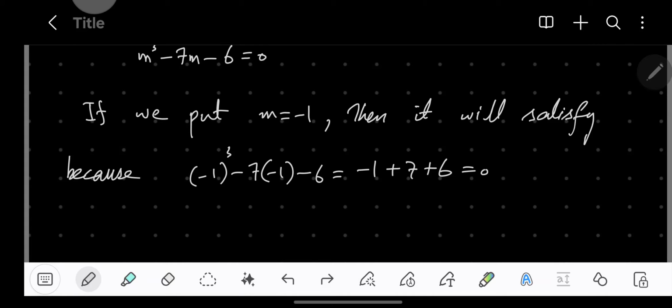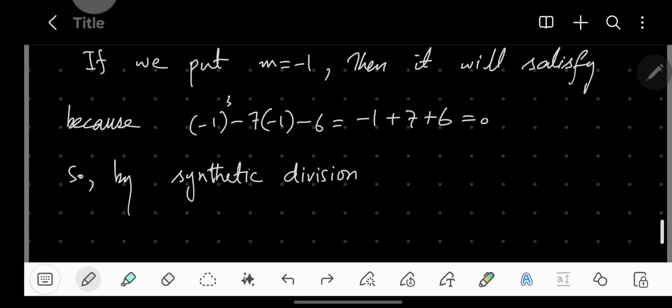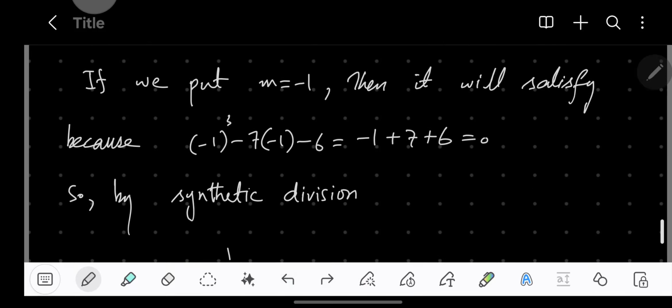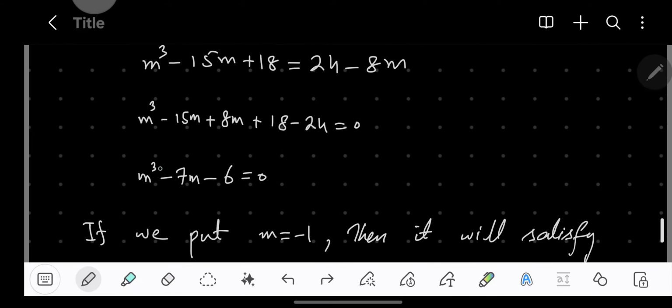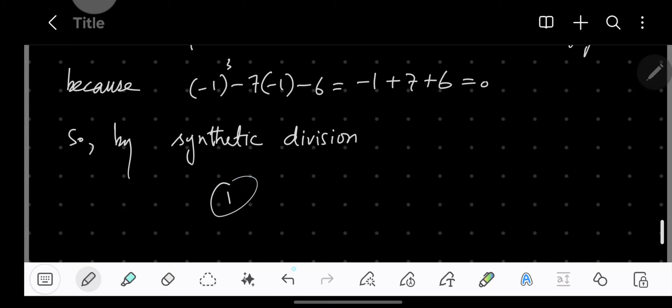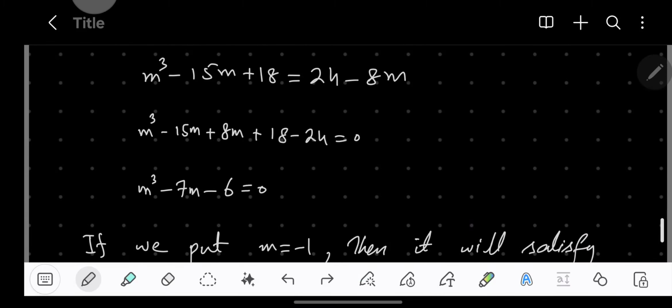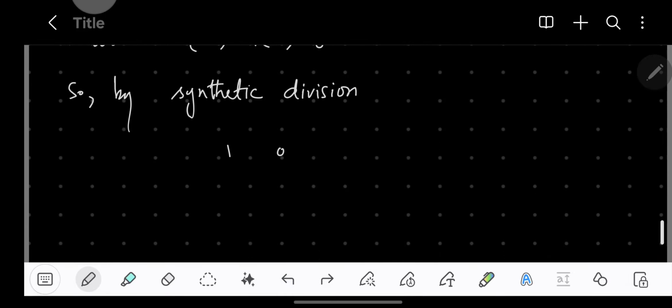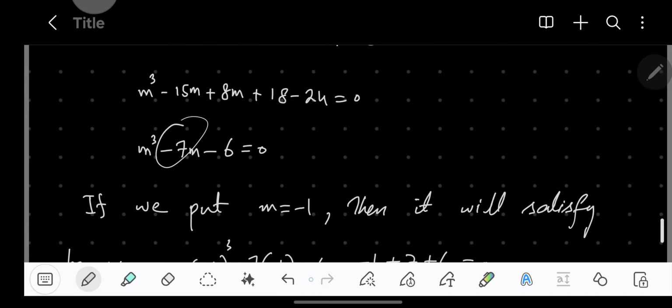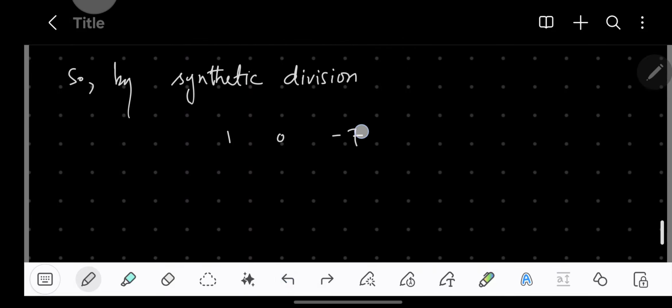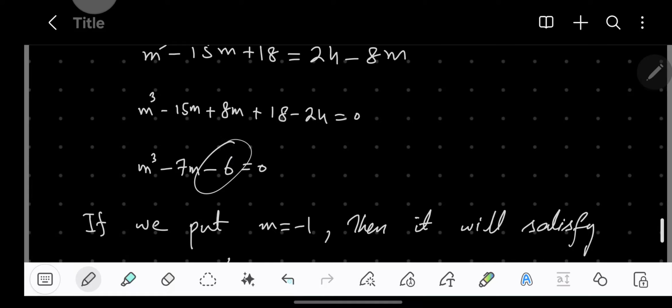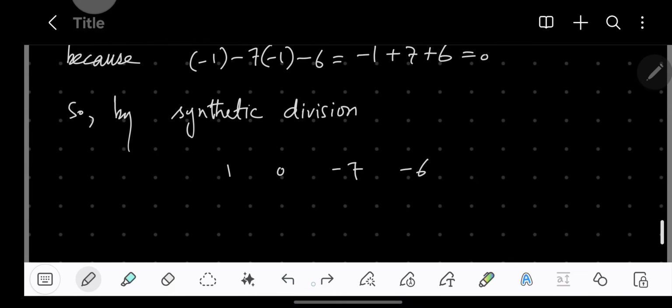If we have found the first root, then we can find the other roots as well by using synthetic division. So what is synthetic division? In order to do synthetic division, we will first find the coefficients. The coefficient of m cube is 1, so I have written 1 here. Then the coefficient of m square is 0, because there is no m square, so I will write 0. Then the coefficient of m is minus 7, so I will plug minus 7 here. Then the constant term is minus 6, so I will plug minus 6 here.